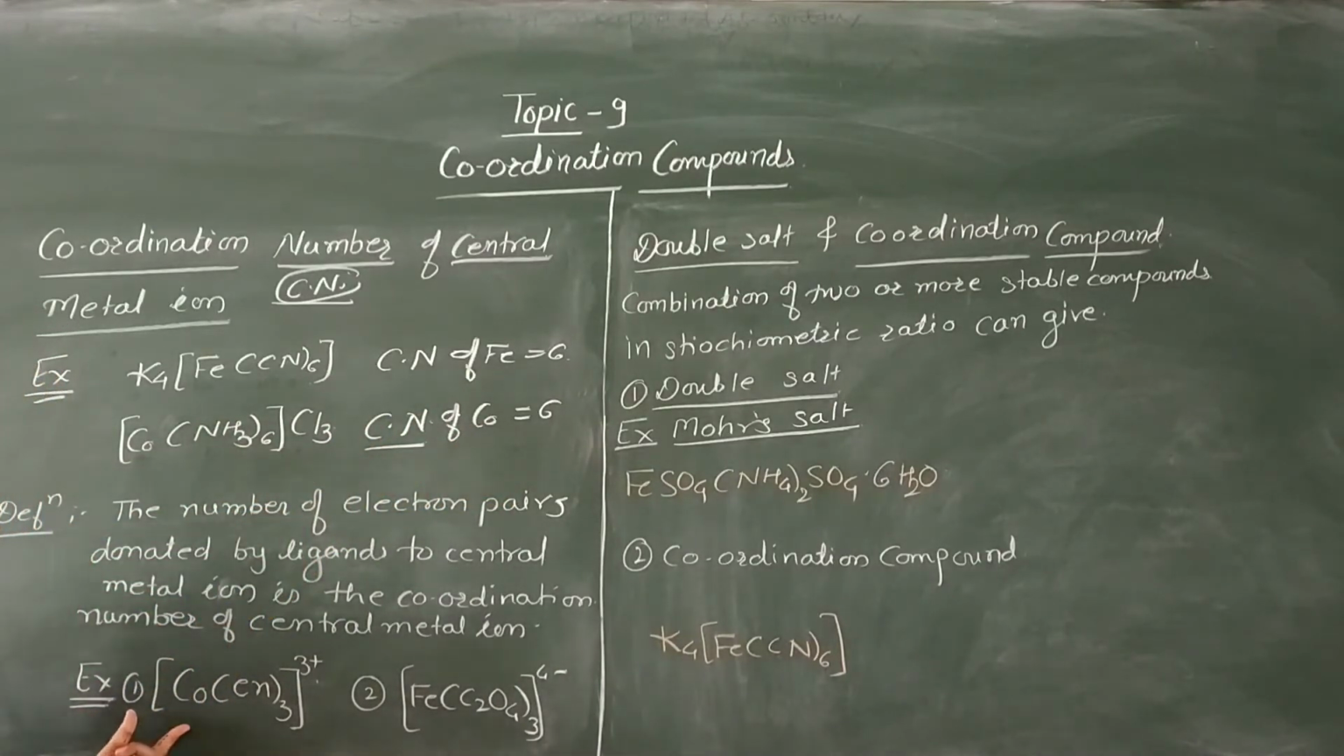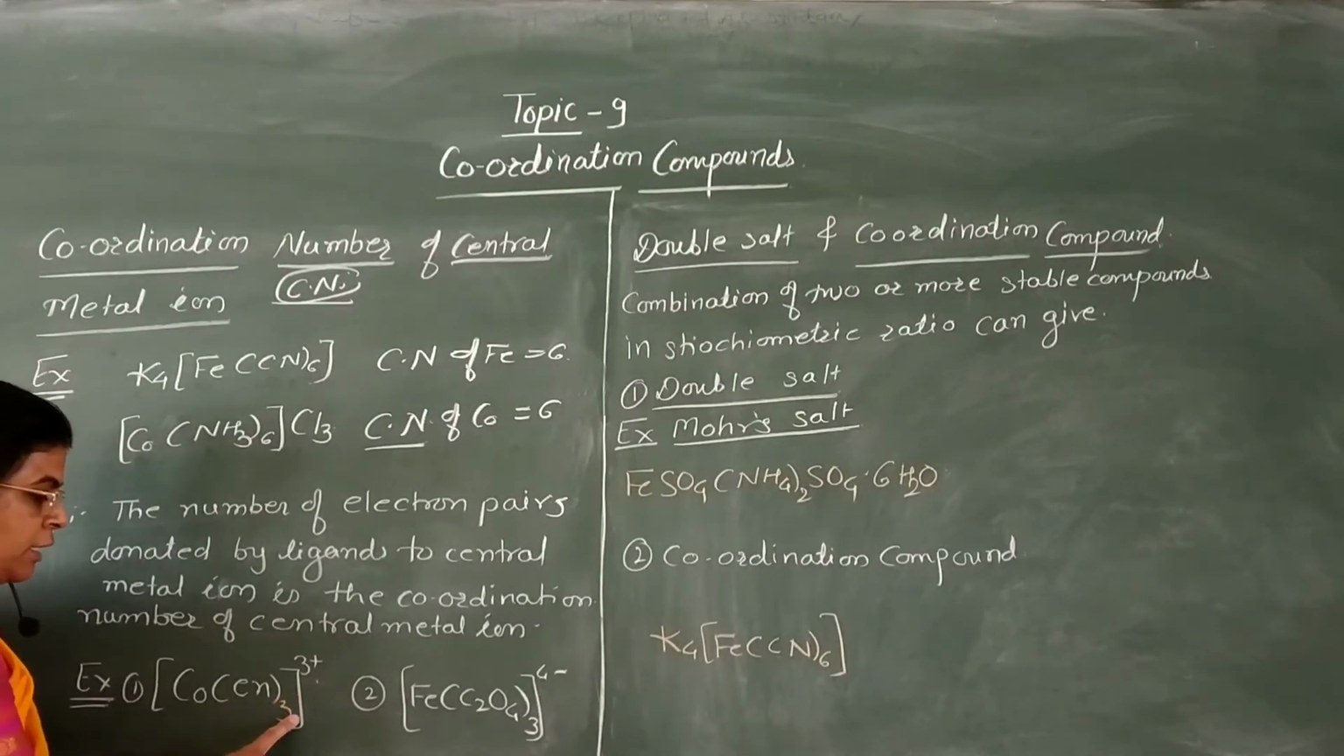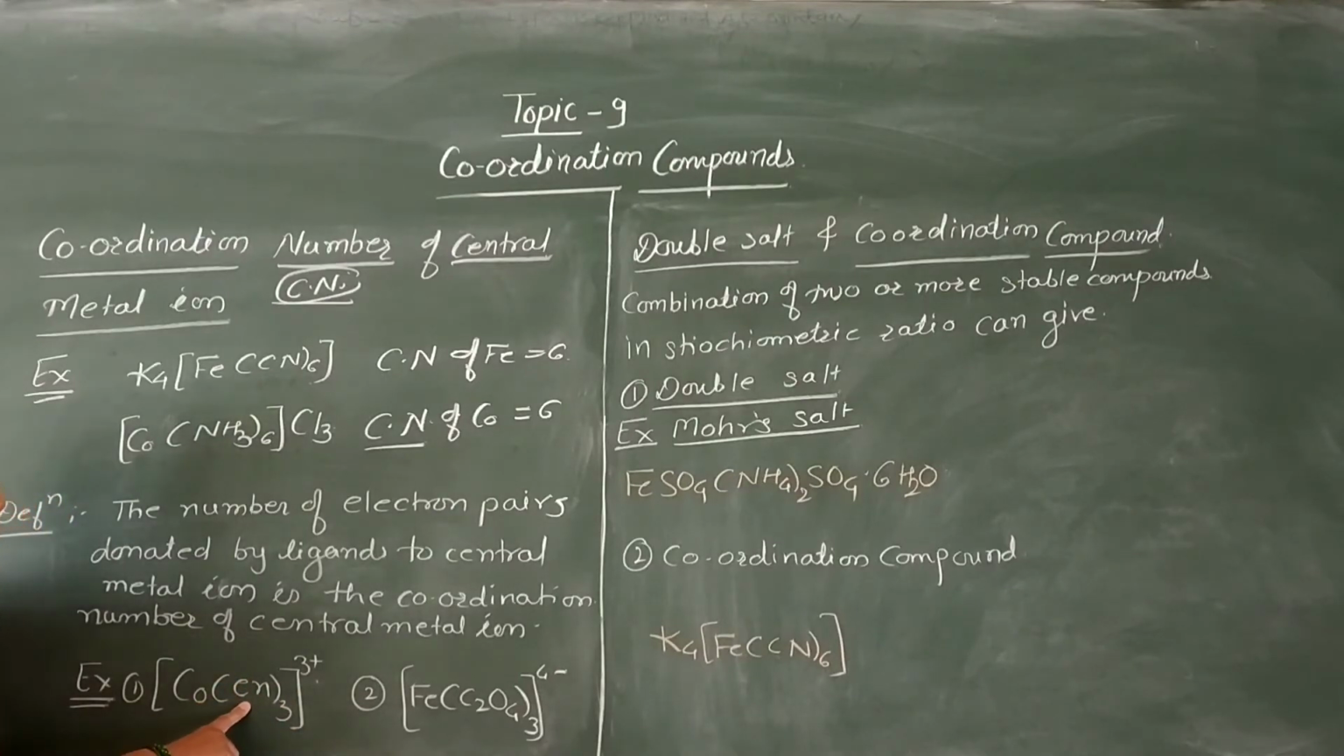Now the next example is [Co(en)3]3+. This en is nothing but ethylene diamine. This ethylene diamine is a bidentate ligand. That is, each ethylene diamine donates 2 pairs of electrons to the central metal ion, and there are 3 ethylene diamine, that is 3 multiplied by 2, 6 electron pairs are donated by this bidentate ligand, ethylene diamine, to the central metal ion. Therefore, here also the coordination number of cobalt is 6.